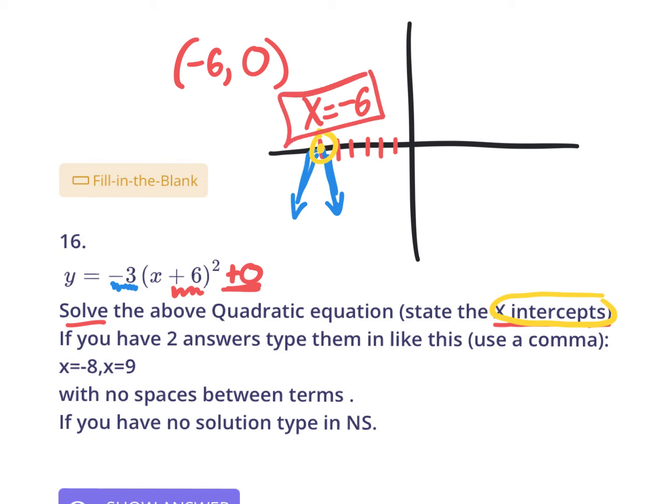So this one does not have two answers. And it does say if you have two answers, type it in like this, but it's only one answer, so please type it in with no spaces between your terms. So you're going to just type in x equals -6, no spaces anywhere. Hit enter, and you should get full credit right there on this one.